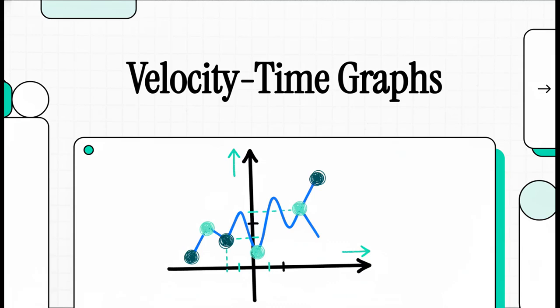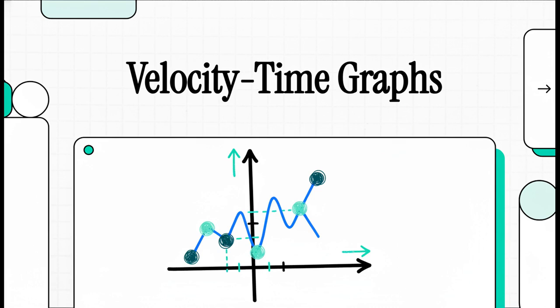Have you ever looked at a simple line on a graph and wondered what it's really telling you? Well, today we are going to unlock the story of motion. We're going to see how one little line can reveal an object's entire journey, how fast it's going, if it's speeding up, slowing down, and even when it decides to turn around and go back.